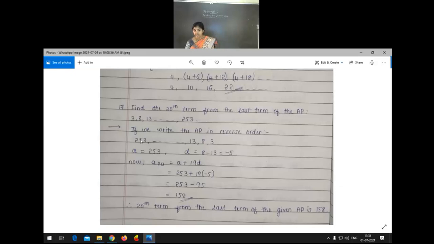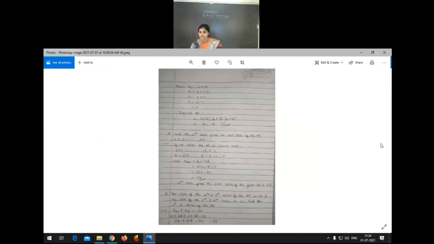So from the last term, 253 is the first term, and the 20th term becomes 158. Is that clear? So this is about finding the 20th term from the last term. Got the idea of this problem now? Yes, now this is about the 17th question.